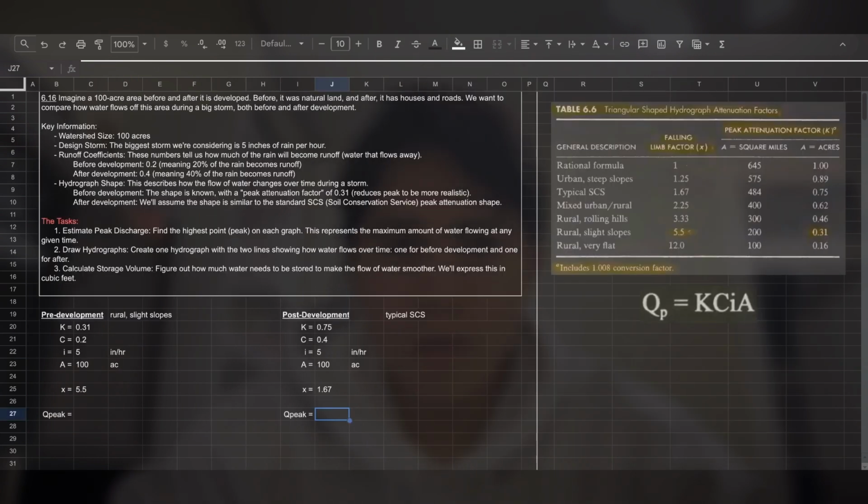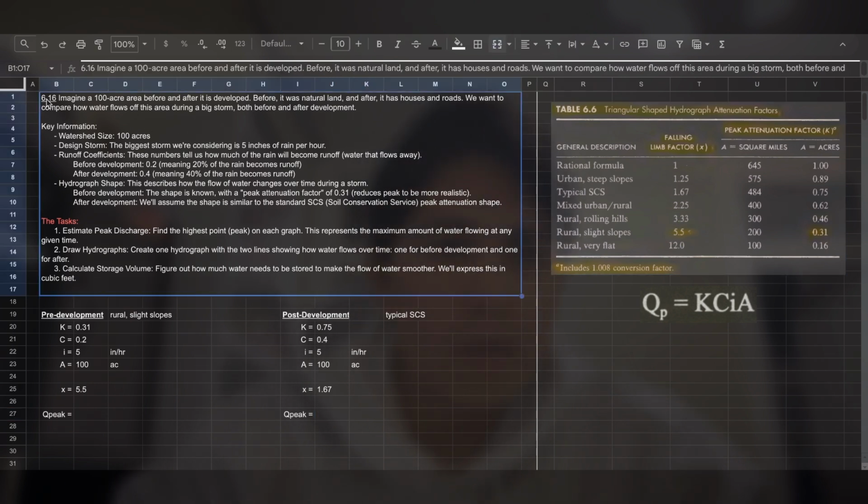Now let's move on to the last problem, and hopefully with this problem you get to understand the rational method, the SCS method, and how their hydrograph shapes change depending on the type of method that you're using. And for that, we're gonna use table 6.6 to understand it better. Let's do 6.16. Let's read the problem.